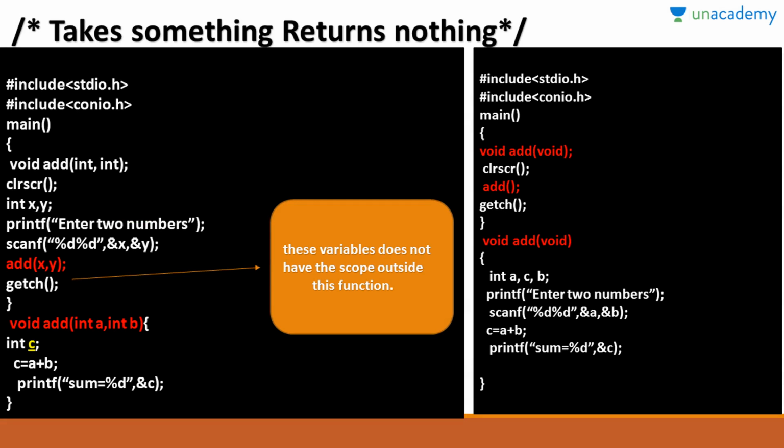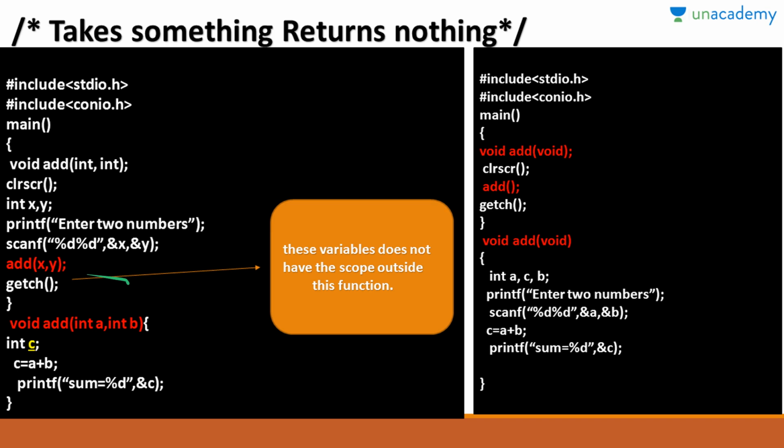So now we will take the example of takes something and returns nothing. We'll compare this with the previous program, takes nothing and returns nothing. In that one we defined the return type as void, and here also the return type is void, but in takes something we are taking input from the user. So we have defined int x, y, printf enter two numbers, and add(x, y).